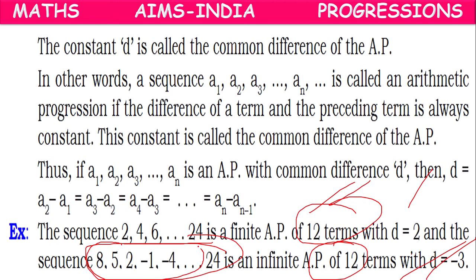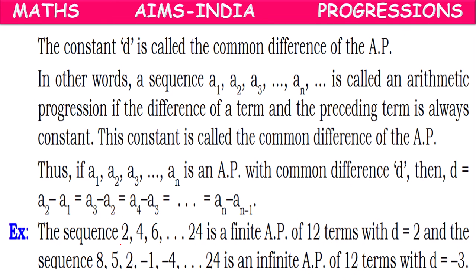The common difference should always be taken as any term minus its preceding term. We have to take 5 minus 8, but not 8 minus 5. We should not take the difference of one term and its next term. The difference of any term and its preceding term, like that we have to take: 5 minus 8 is minus 3, 2 minus 5 is minus 3, like that.